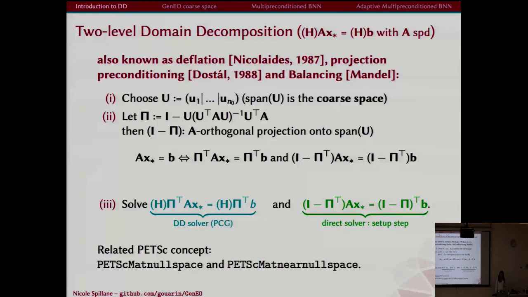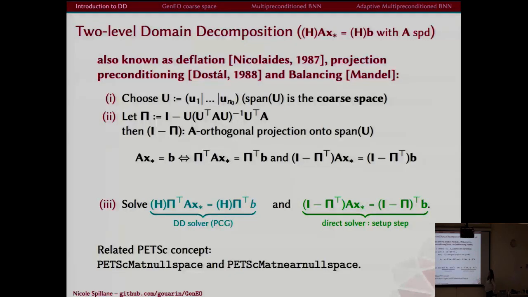So all of these are names for the same idea, which is that you are going to define a coarse space by choosing a set of coarse vectors that you put into U, then span of U is the coarse space. You define a projection operator. This Pi here is an A-orthogonal projection. So you do it so that this part here is the projection onto your coarse space, and then your problem A x star equals b is equivalent to two independent problems. One is your coarse problem, which you solve in the setup step with a direct solver, and then the remaining problem is going to be solved with the preconditioned conjugate gradient algorithm.